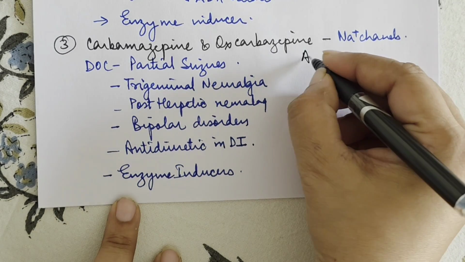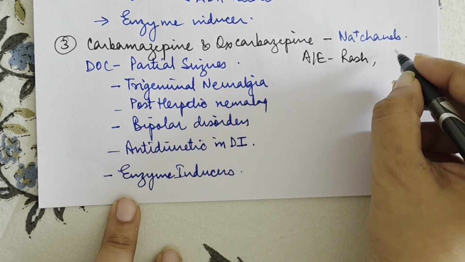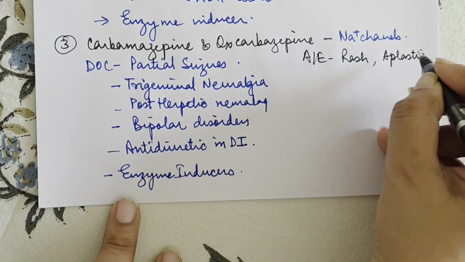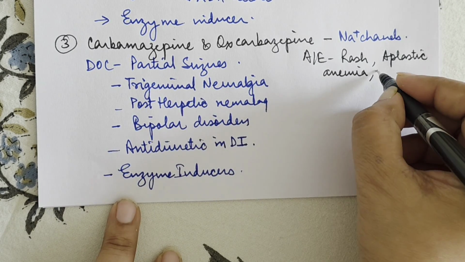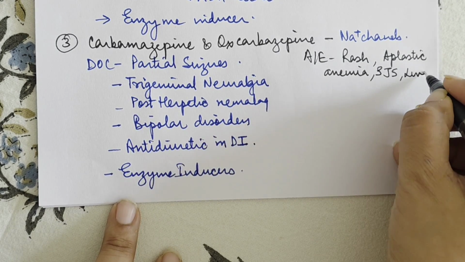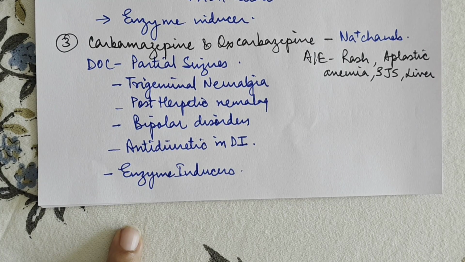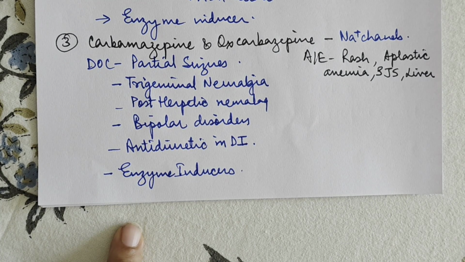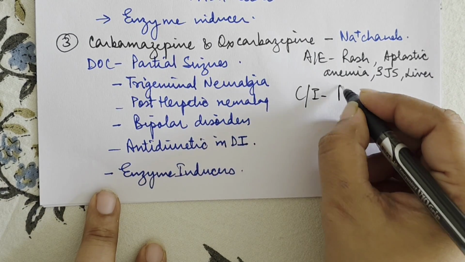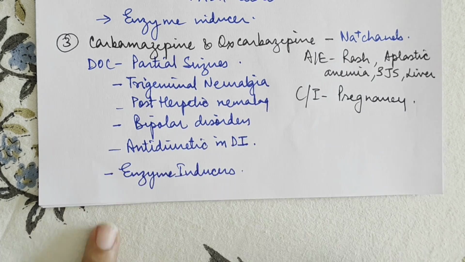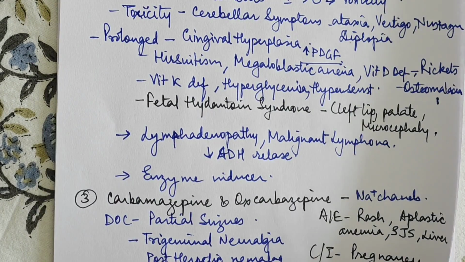Some adverse effects are like it can result in rash, aplastic anemia, SJS, and liver toxicity. These are some features which are seen with carbamazepine. Carbamazepine is also contraindicated in pregnancy because it can also result in cleft lip and cleft palate in children born to pregnant mothers who are taking carbamazepine.